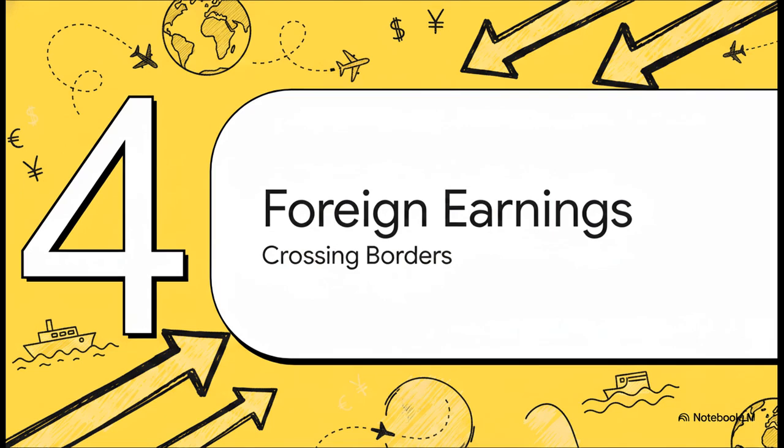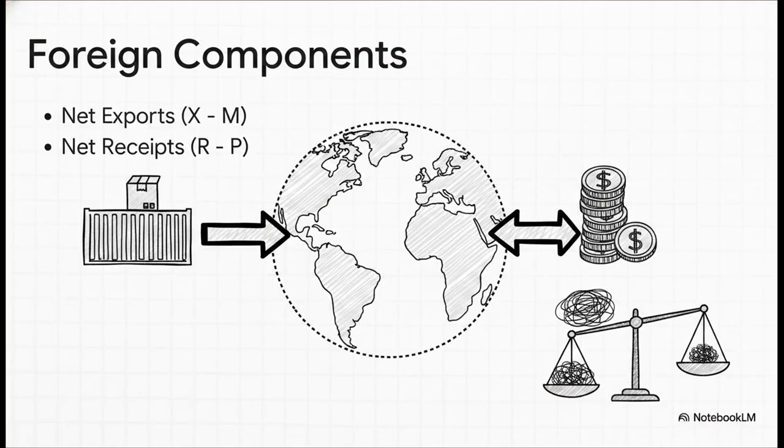Makes sense. Let's shift gears to section 4, factoring in foreign earnings, because money absolutely crosses borders. As we all know, modern economies definitely do not operate in a bubble. Right. We have to account for the flow of money in and out of the country.